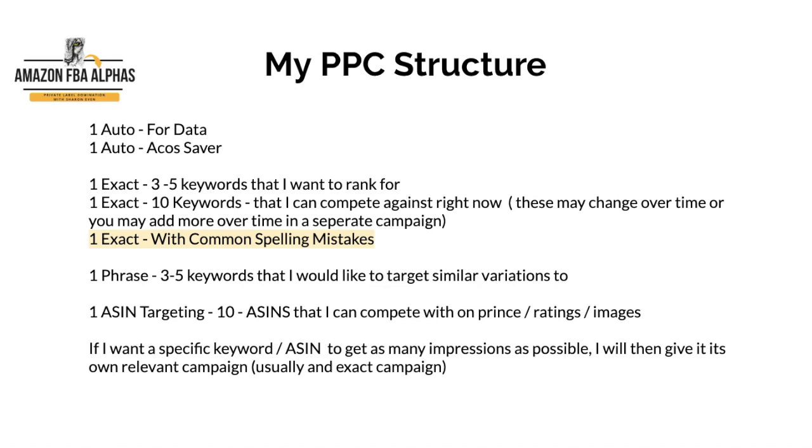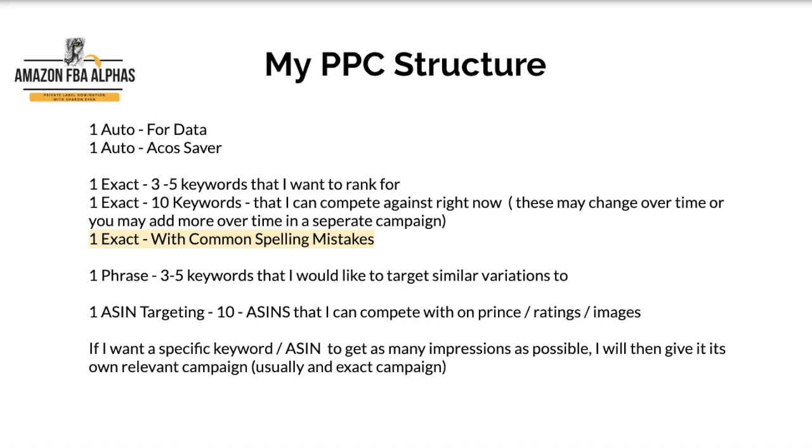These may change over time, or you may add more over time in a separate campaign. So if you're just launching, you would take, for example, your longer tail keywords or the keywords that you can win on and put them in this campaign, the 10 keyword campaign. Then you'll have one exact campaign with common spelling mistakes. I've noticed lately that I haven't been talking about this as much, and this is really important. Usually a maximum of 10.